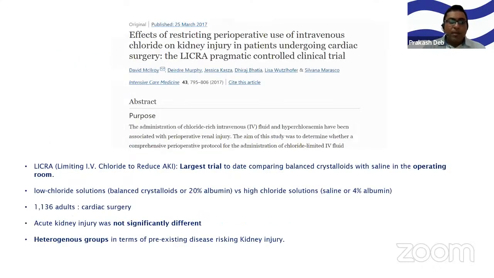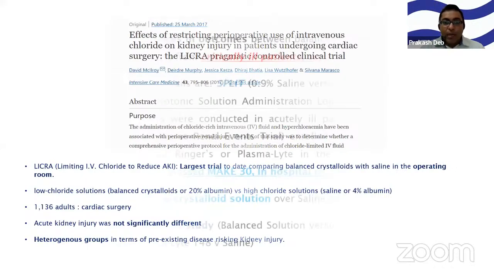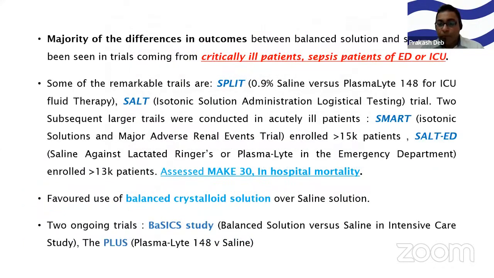The largest trial till now that has been done in the perioperative period is the LICRA trial, where they compared low chloride solutions with high chloride solutions in cardiac surgery patients. They enrolled around 1,136 adults, and in this LICRA trial also, they did not find a significant difference between the AKI rates between these two groups. However, there are some limitations in terms of using heterogeneous groups in terms of pre-existing disease, which can actually raise the kidney injury.